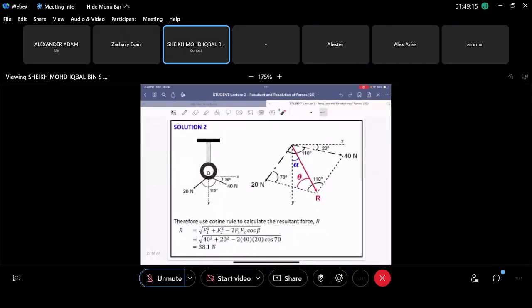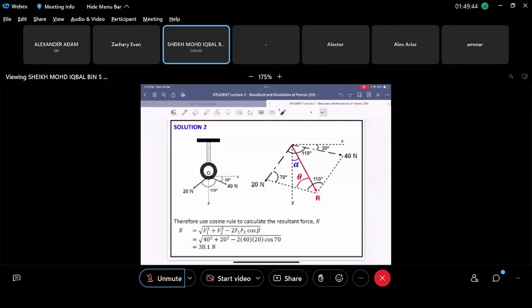So once you draw the free body diagram, it will be something like this, right? So this is 20 Newton, this is 40 Newton, right? Once you draw the free body diagram, the second thing that you need to draw is the resultant force. And how do you draw it? Use the parallelogram, right? You just make a little box here, and then you cut through it. And then the cut line will be your resultant force.